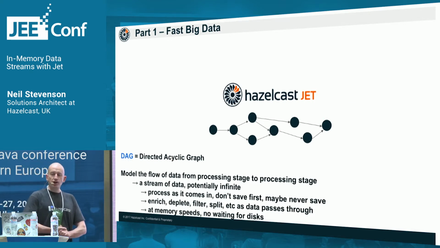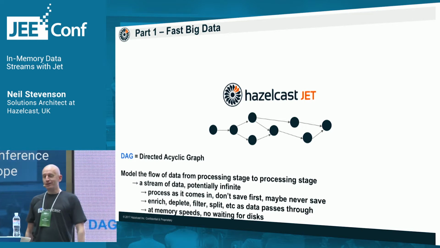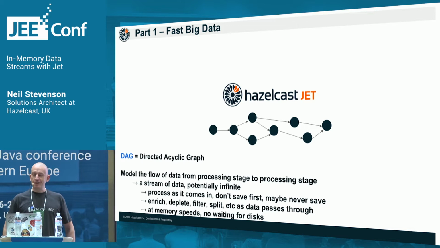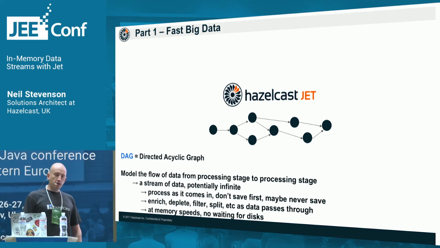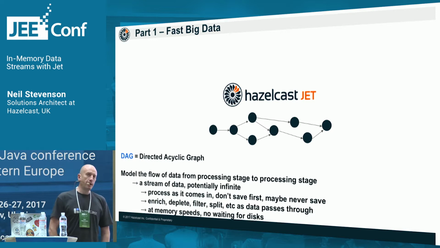But now, Jet. Jet as in jet engine. It doesn't stand for anything. It's not JET, it's jet as in fast. The core concept that we're looking at is a directed acyclic graph. On my diagram, it's going from left to right. Data flows through the system.